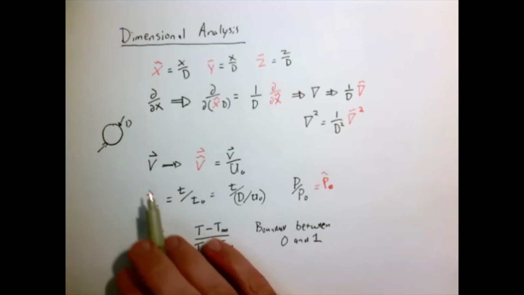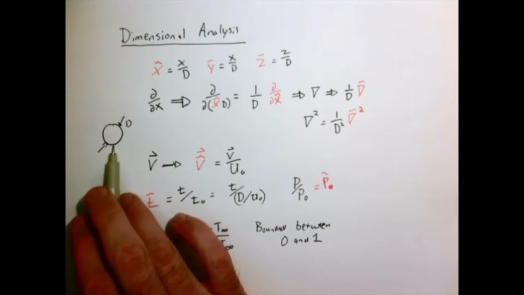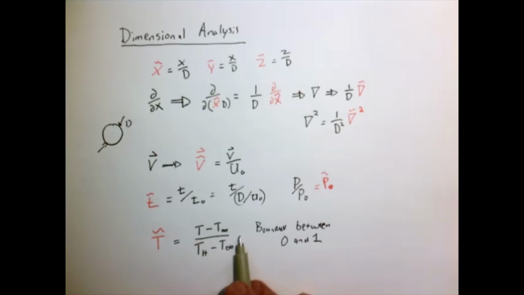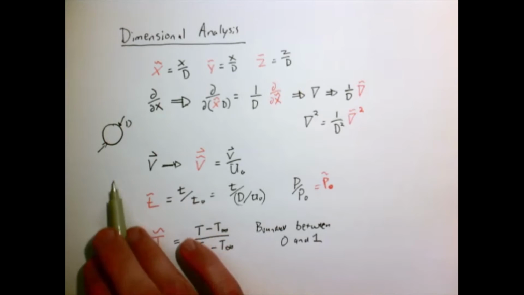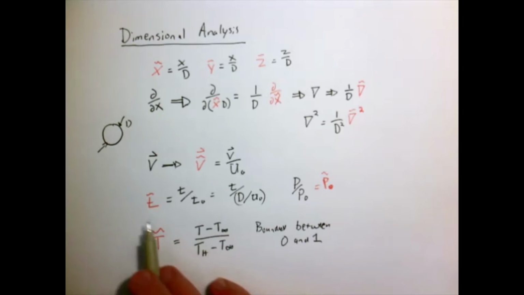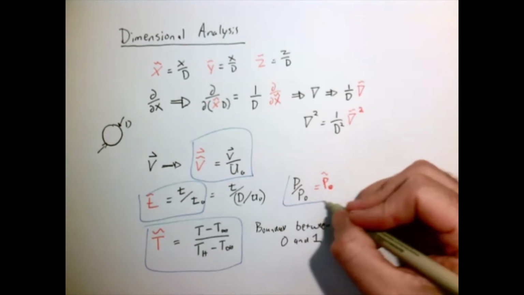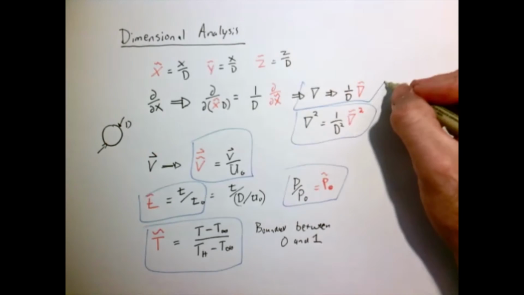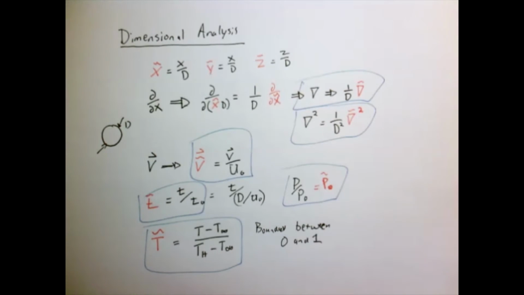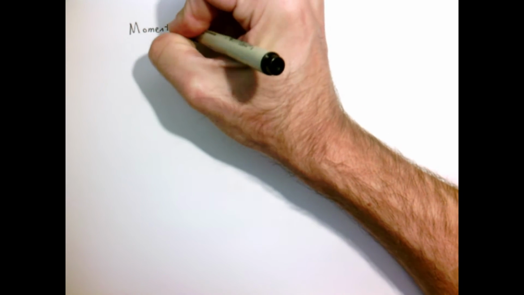Because when we're near the sphere and our fluid reaches the temperature of the sphere, we would have at most a temperature in dimensionless terms of 1. And when we're far away from the sphere out here, we would approach T infinity, and so we'd have 0. So now we just have to take these substitutions and put them into our equations. Okay, let's start with the momentum equation.